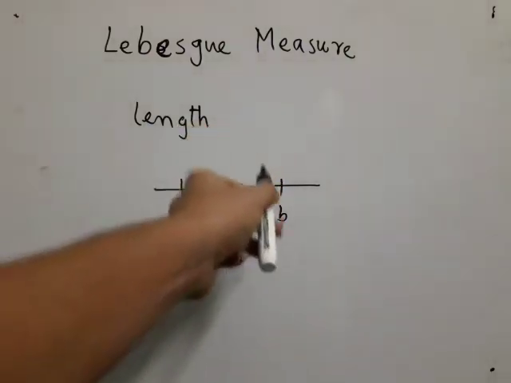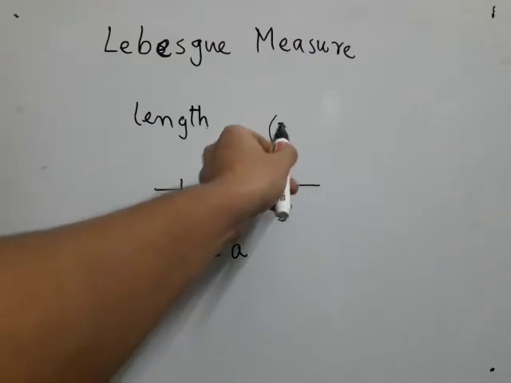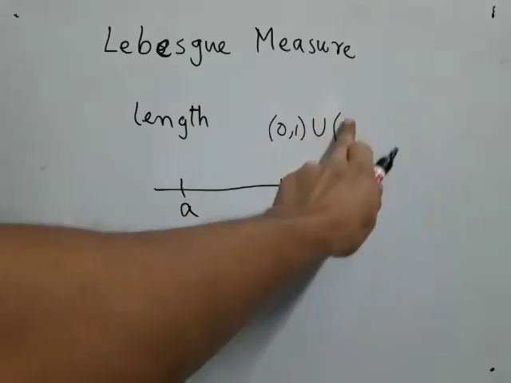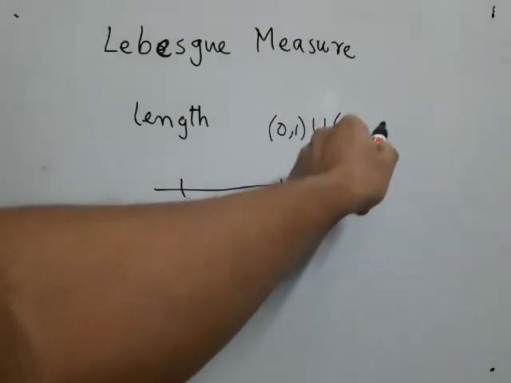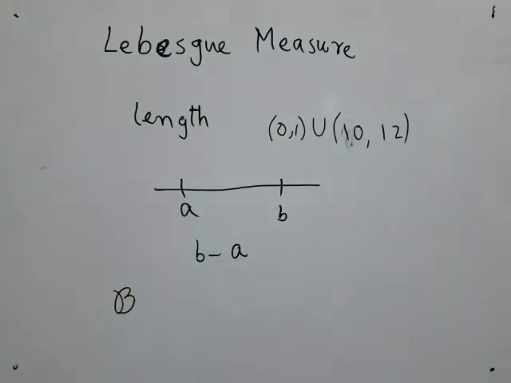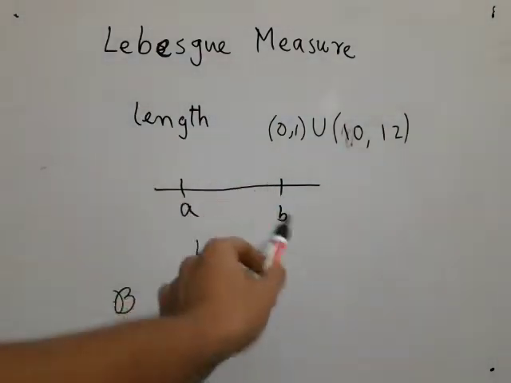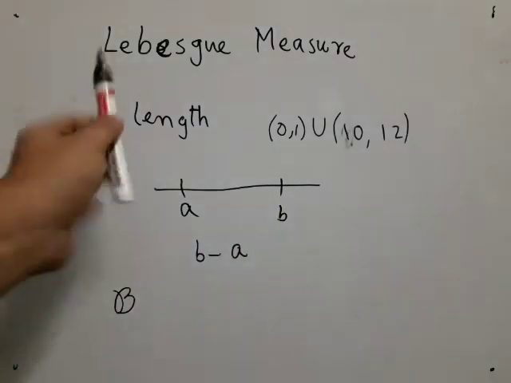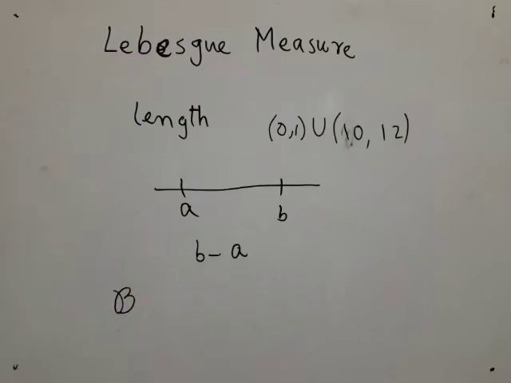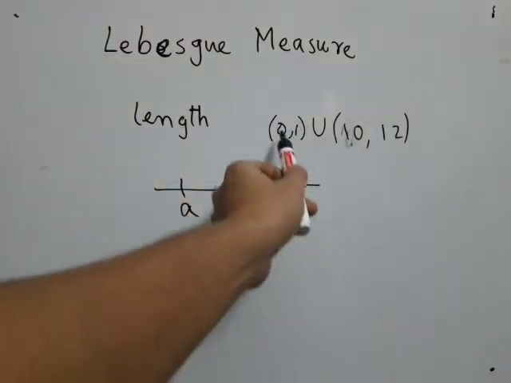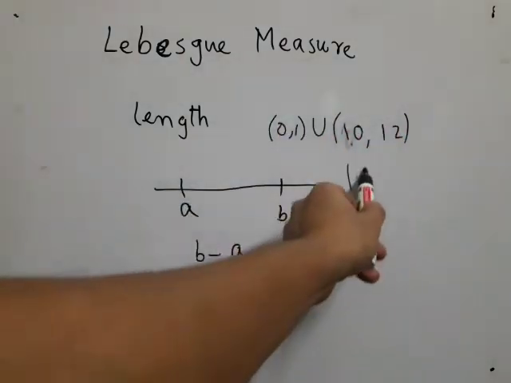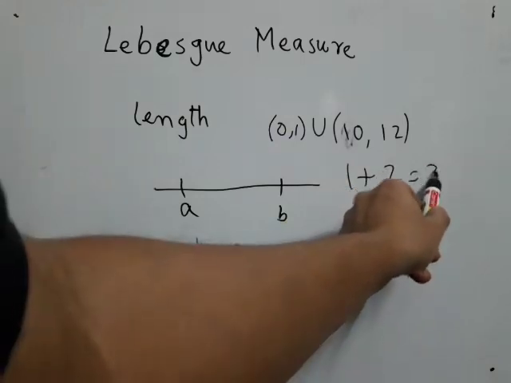Suppose I ask you, what is the length of this subset? 1 and 10 to 12, this union. Now, I know that for intervals it is the length, but now this is not an interval. This is union of two intervals. Then what should the length be? Well, I know that it's a measure. It's supposed to be a measure. So, the length of this should be the length of this plus length of this, because there is no overlap. So, it should be 1 plus 2 equal to 3.